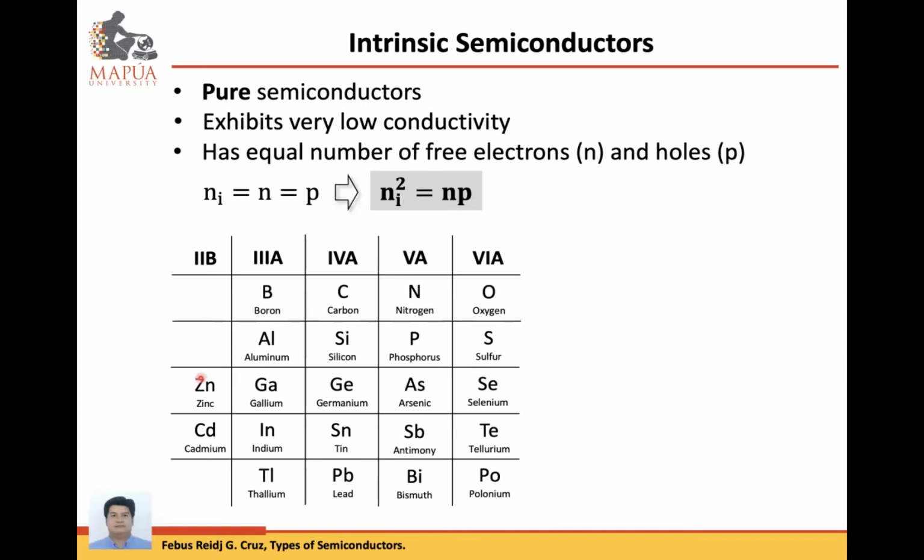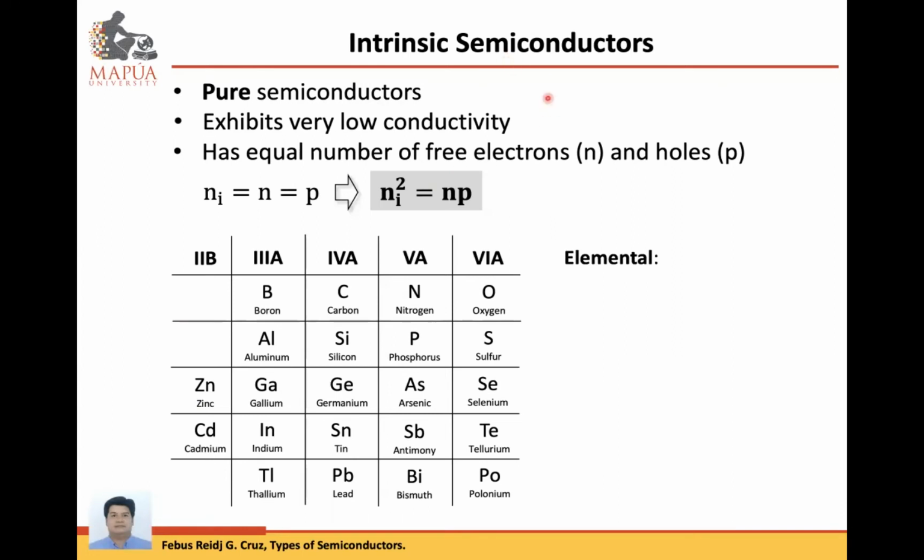So let me show you the portion of the periodic table with elements used in semiconductor manufacturing. Under group 2B, you have zinc and cadmium. Group 3A, you have boron, aluminum, gallium, indium, and thallium. Under group 4A, you have carbon, silicon, germanium, tin, and lead. Group 5A, we have nitrogen, phosphorus, arsenic, antimony, and bismuth. And group 6A, you have oxygen, sulfur, selenium, tellurium, and polonium. So these are the elements used in semiconductor manufacturing.